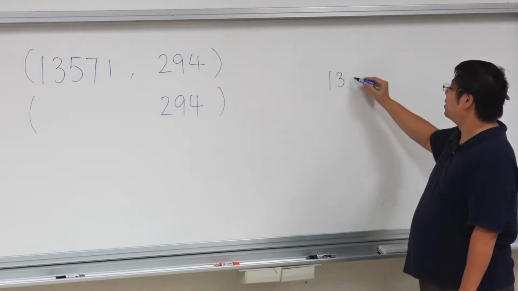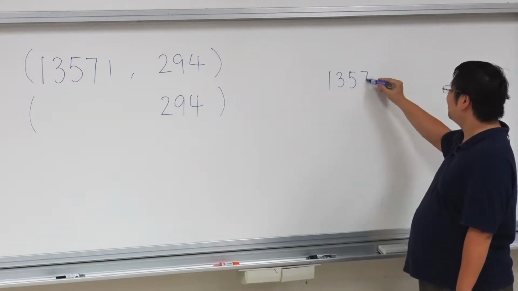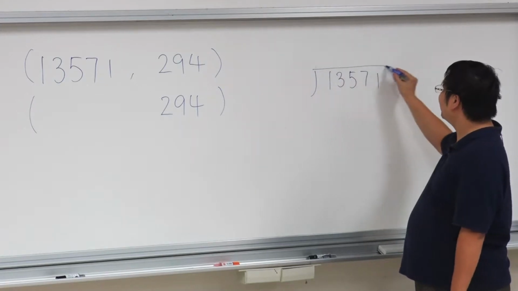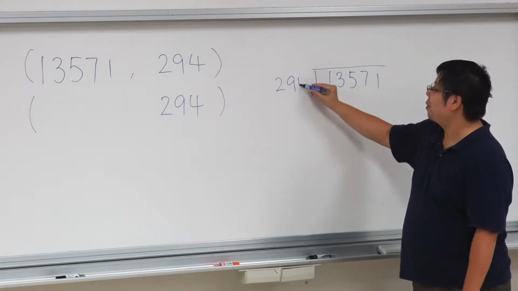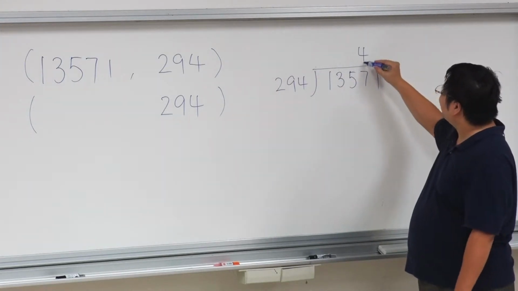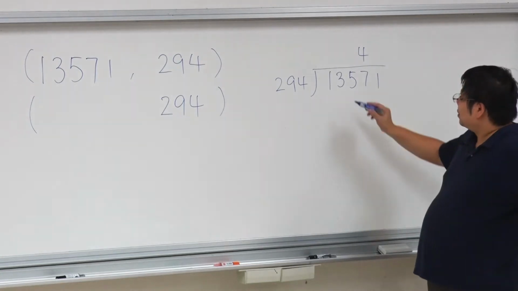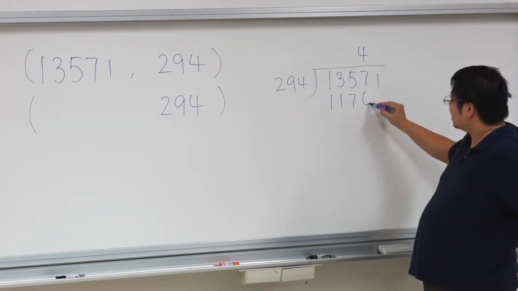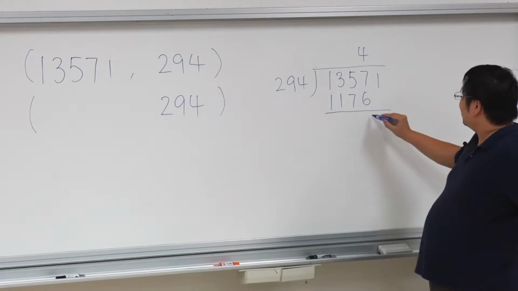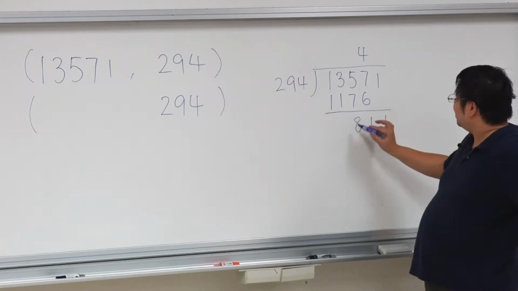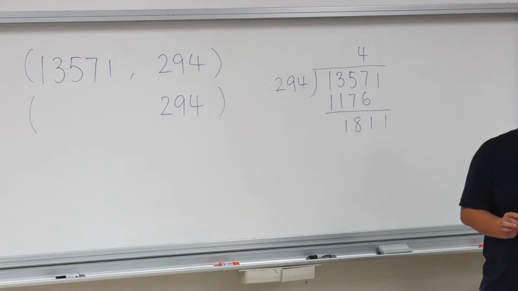Let's use 13571. If we try to divide it by 294, what will happen? So we should get a 4 here. 5 is too large. So 4 is 1176. Am I correct? So we get a 1, a 1, an 8, a 1. Is that okay? Does that make sense?